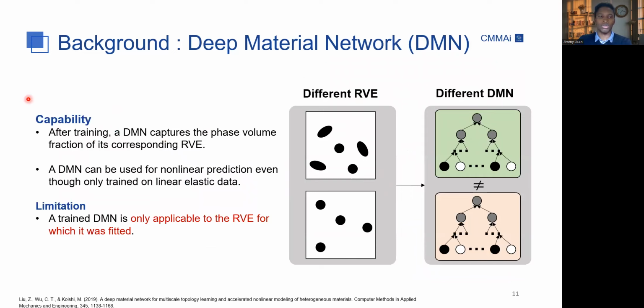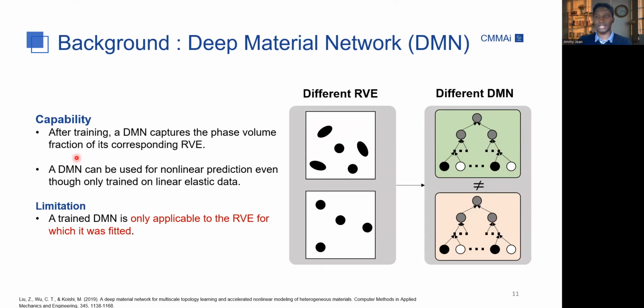Next, let's summarize the capabilities of the deep material network. After training, the DMN will be able to capture the phase one fraction of its RVE. For example, here, let's say that the DMN is supposed to represent that RVE. By looking at its weights, we can see that after training, those weights will reflect the volume fraction of each phase in that RVE.